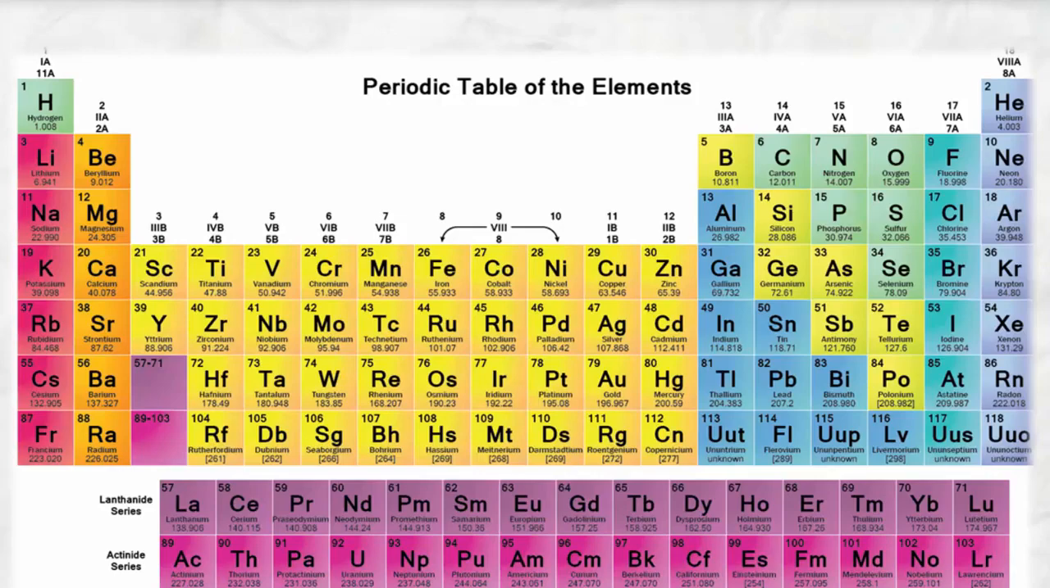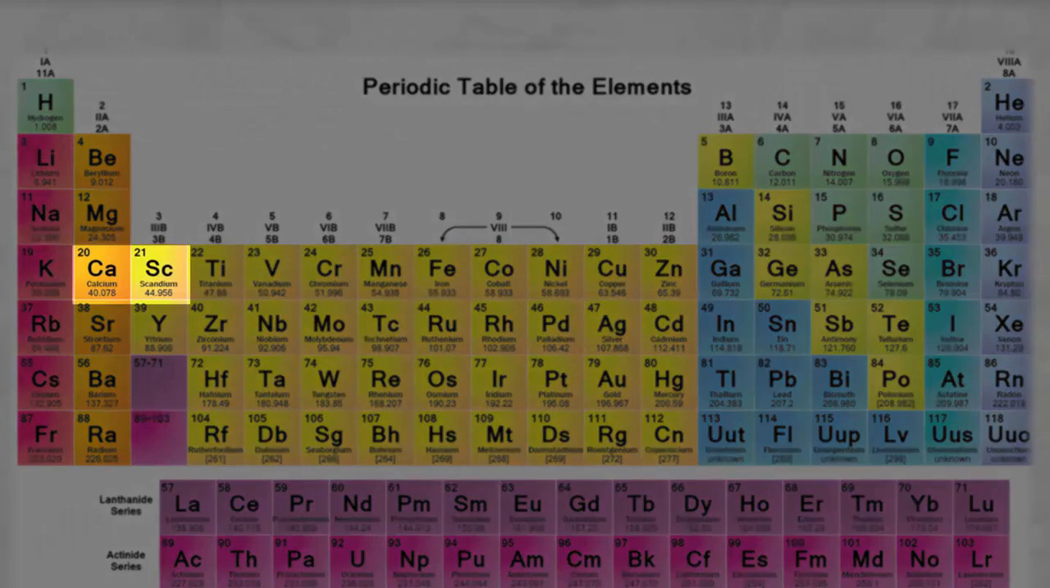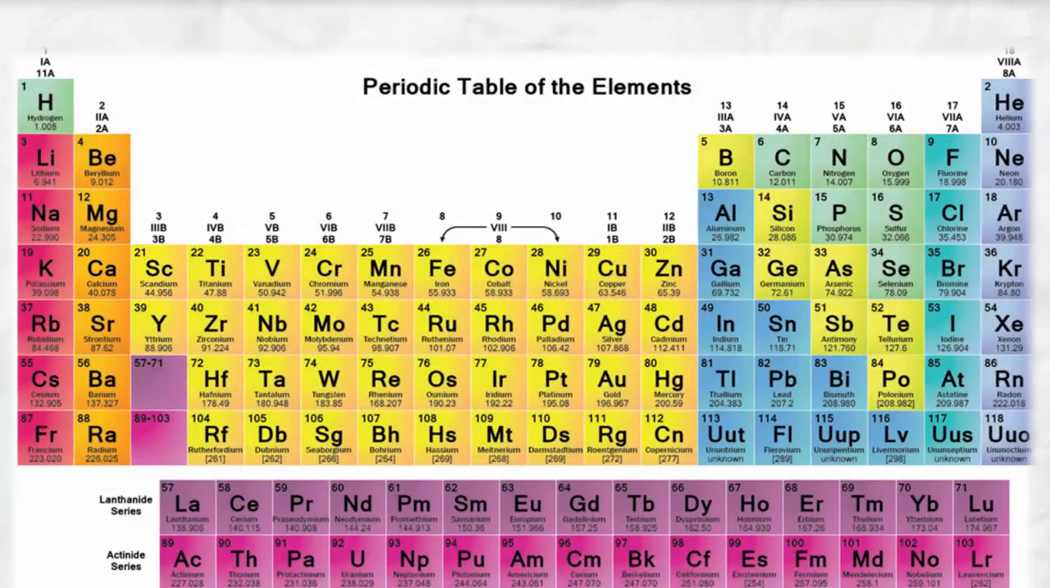Like for example, calcium and scandium. Calcium has an atomic number 20 and scandium 21. So we see that there is an increase in the atomic number in a regular way. That is, each atom has an atomic number which is greater by 1 unit than the previous one.